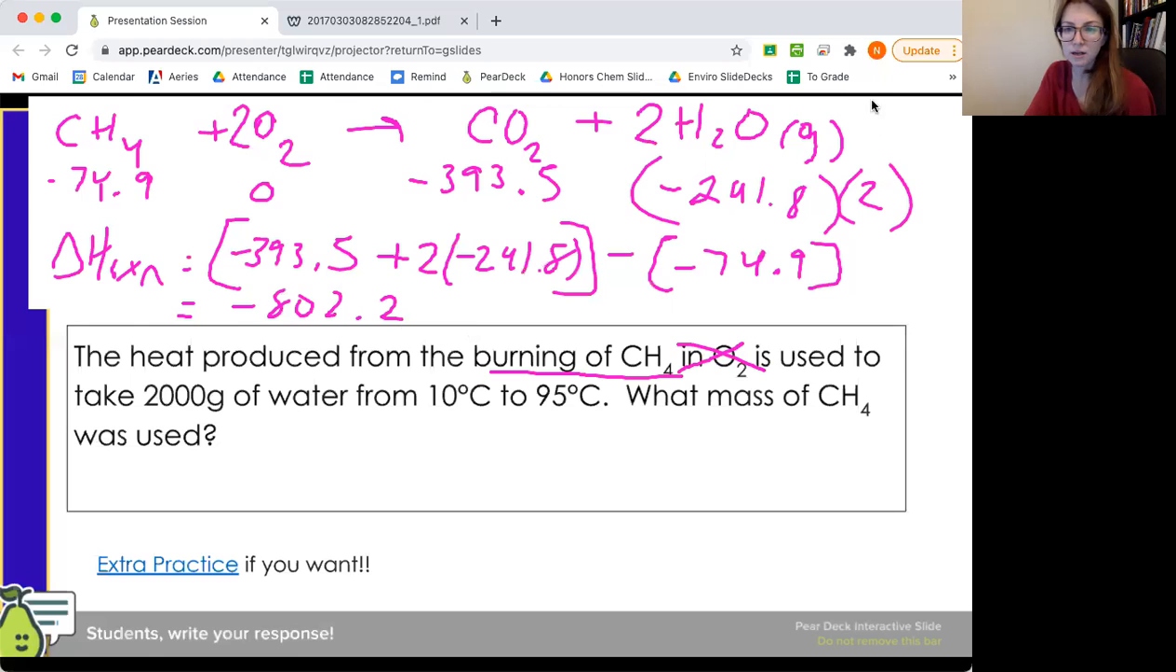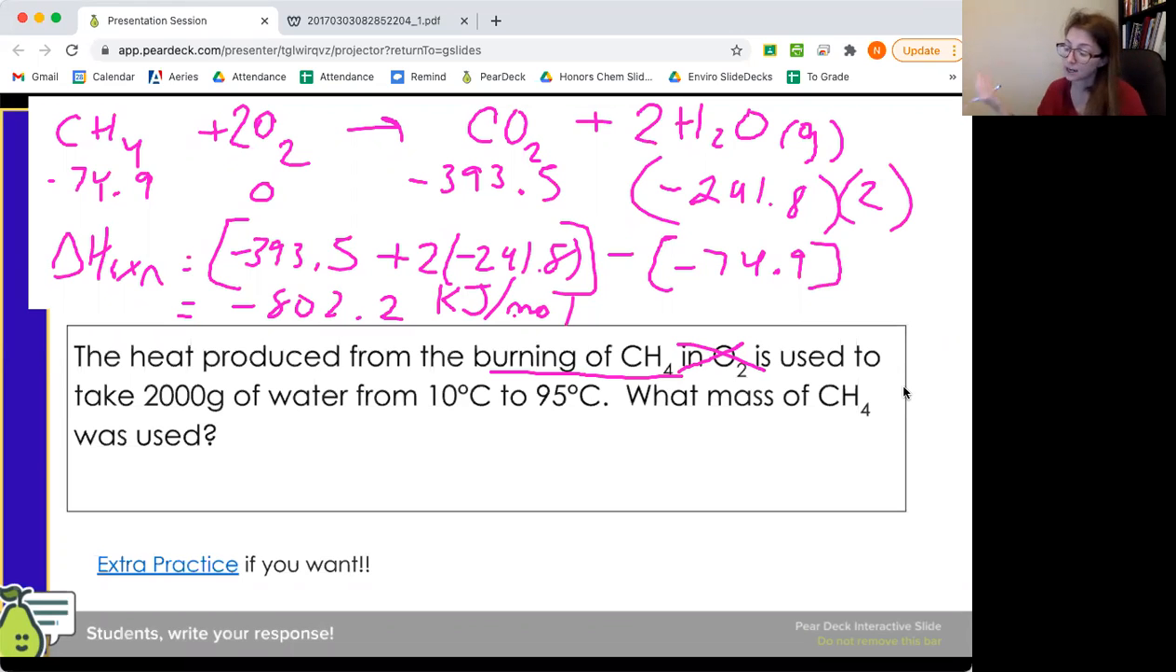So let me double check there easily. That gets me a heat of reaction of negative 802.2 kilojoules per mole. That means this reaction is releasing heat because of the negative, and therefore water is absorbing heat.